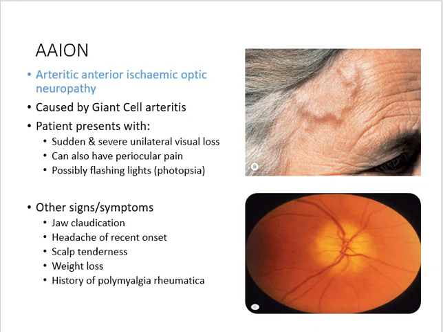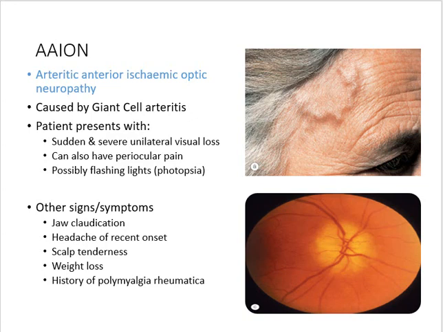It's really important to have a look and see whether they've got this thickened superficial temporal artery on the forehead, because this is associated with the giant cell arteritis. Other signs and symptoms that a patient may present with include something called jaw claudication, which is a stiff jaw or problems with the jaw when eating or chewing, headache, which has come on recently, scalp tenderness, and scalp tenderness is usually associated with this thickened superficial temporal artery, and weight loss, and a history of polymyalgia rheumatica.